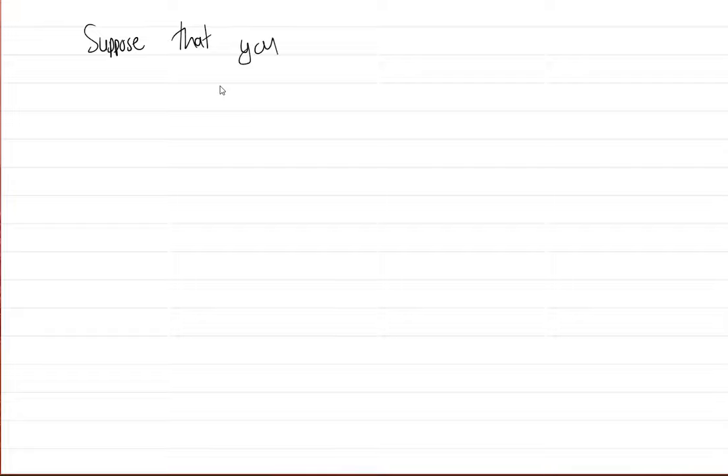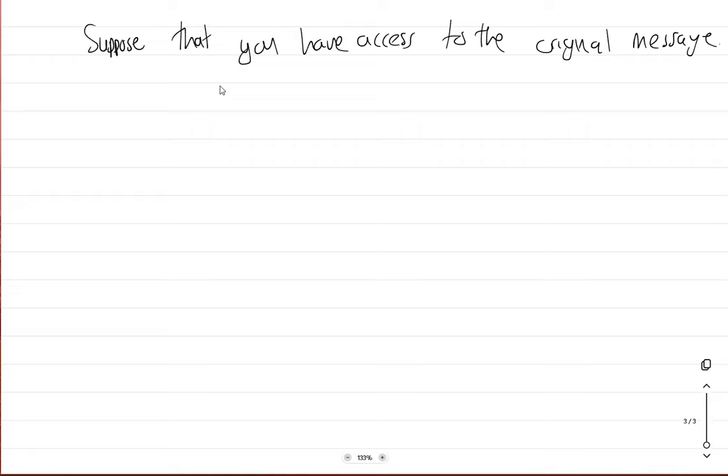So suppose you had access to the original message. Let's look at this from that perspective. Obviously you never will, but suppose that you have access to the original message. Then how would we be able to determine if the sent message is different from the original message? You can simply compare them.